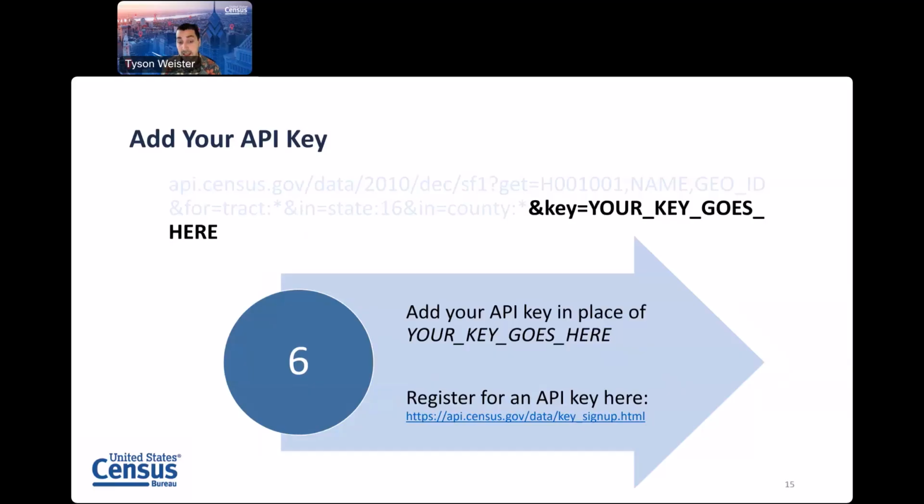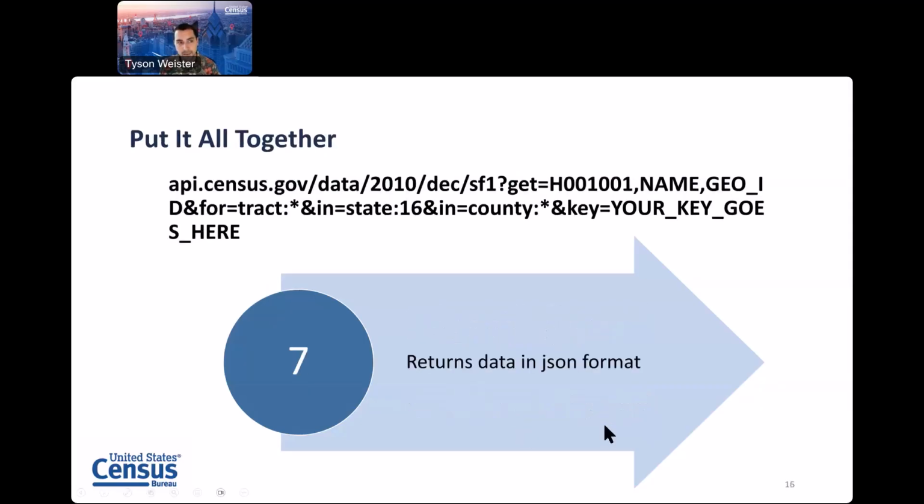And then the last step, step 6, is to add in your API key. So you'll put at the end of your query &key=, and then in place of the language "your key goes here," you will put in your personal API key. Again, it is free and you can sign up quickly and easily. So once you have all 6 of those, you put everything together and run that query.